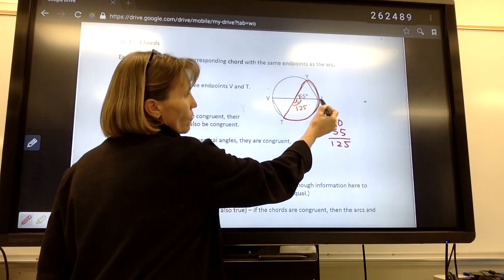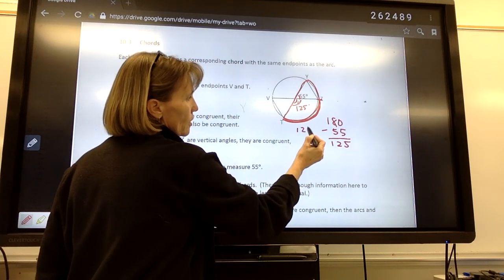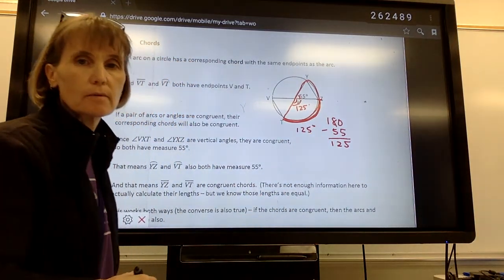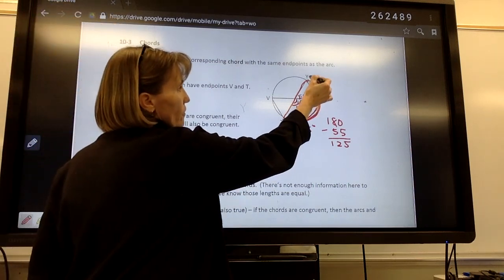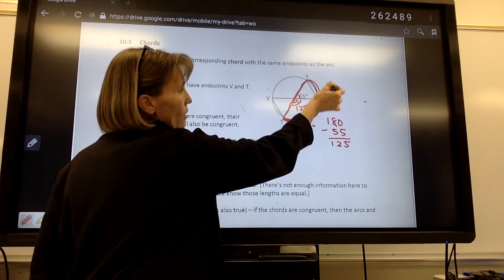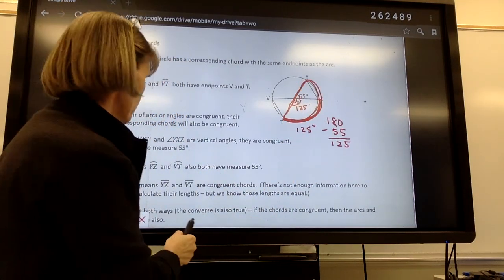Therefore, the arc from Z down to T, this portion of it, would also be 125 degrees because the central angle always matches the arc. And the two halves of the arcs have to add up to 180. A full circle has to add up to 360 degrees.